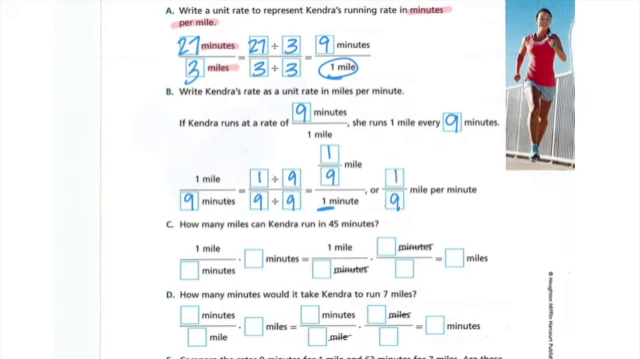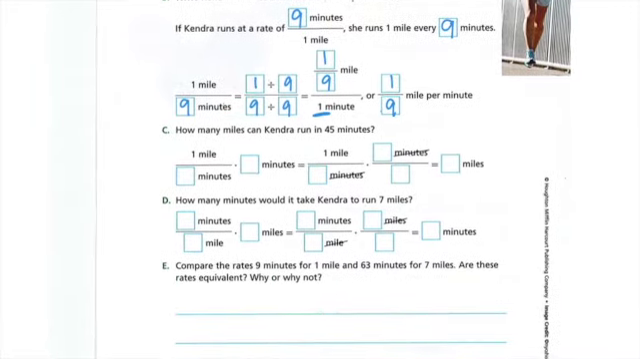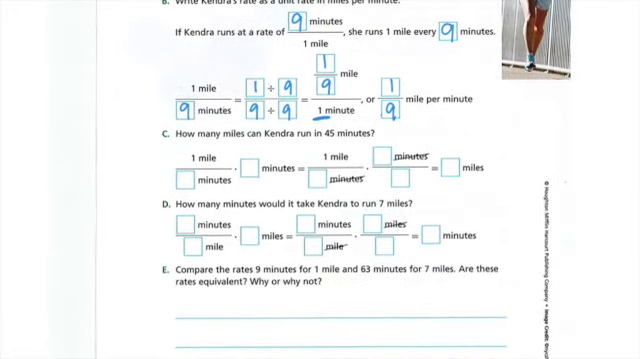All right, let's look at another one. This one says, how many miles can Kendra run in 45 minutes? So remember, she's running 1 mile in 9 minutes. That's what we said up here. Okay? But now she's going to run for 45 minutes. So we're going to multiply. Okay?